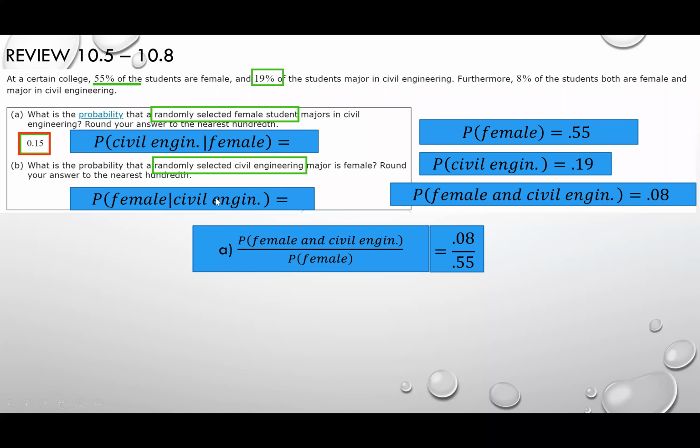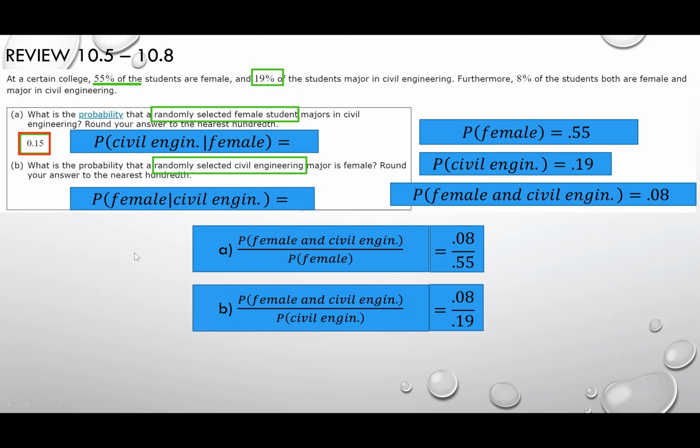But now inside the civil engineer, what is the percentage of them that are female? So again, we have the combination on top, which is 0.08, and the civil engineer is 0.19. If you divide them, you can see that based on this information, among the civil engineer, 42% of them are female. Because remember, civil engineer, you can be a male or female. Let's say that there are two groups, female and male, in this civil engineer. Among the civil engineer, 42% of them are female, meaning 58% of them are male.